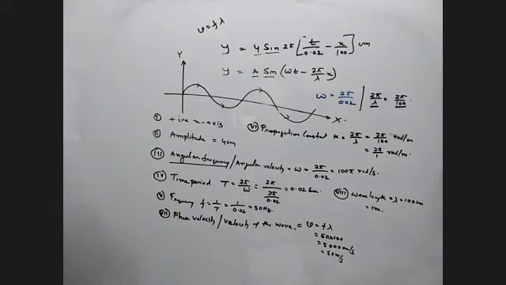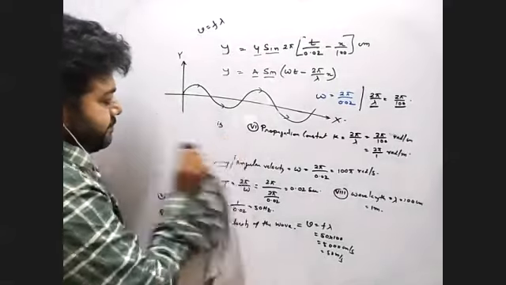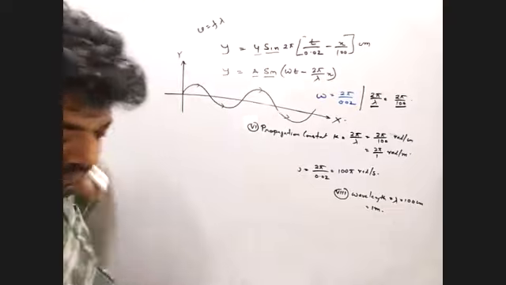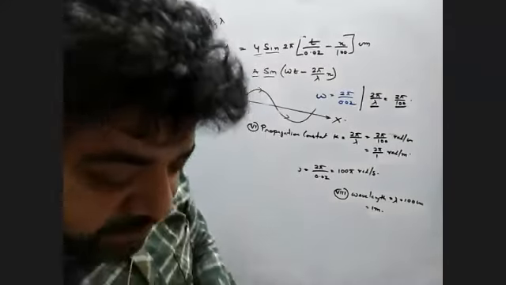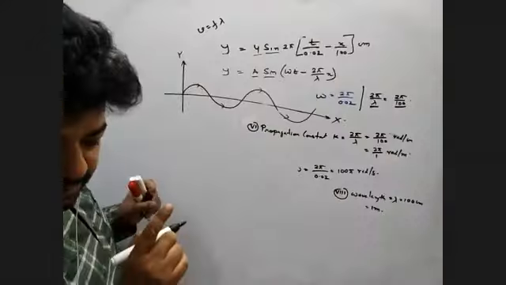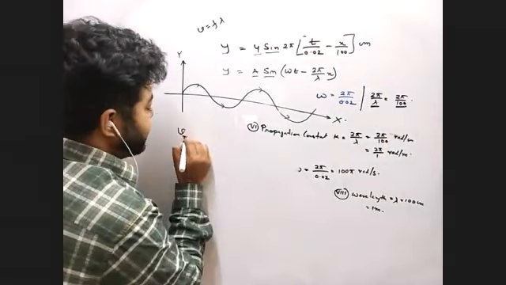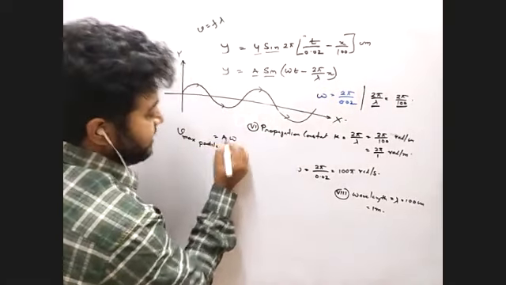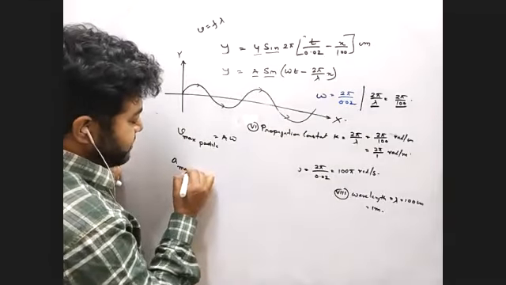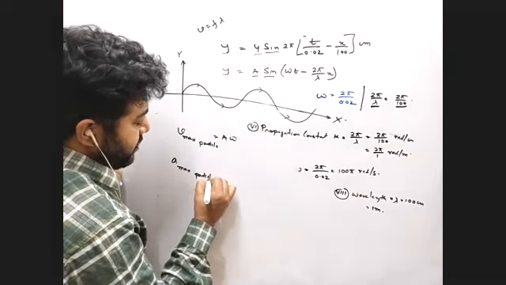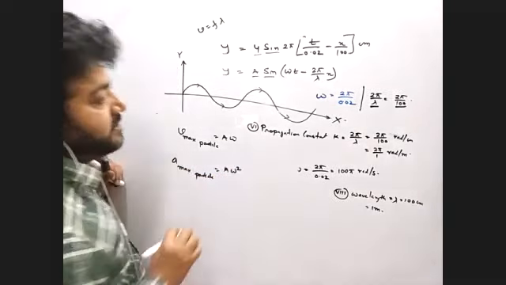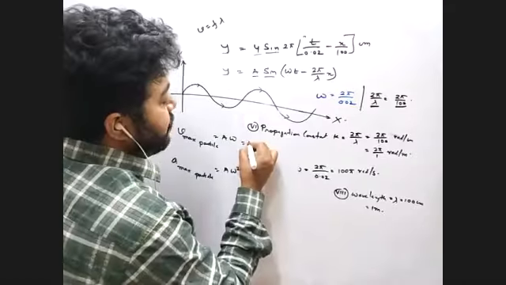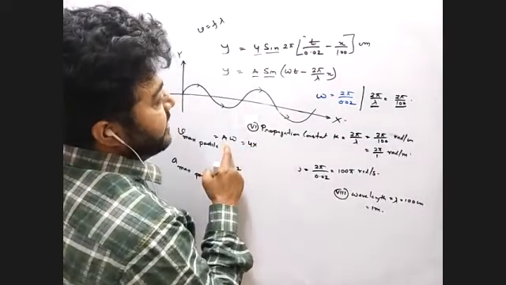Next is maximum particle velocity and maximum particle acceleration. So V max particle is A omega, and acceleration max particle, what do you write? A omega square. Is it clear? Your A is how much? 4 centimeter. Omega is how much?